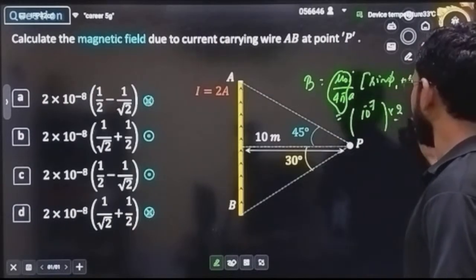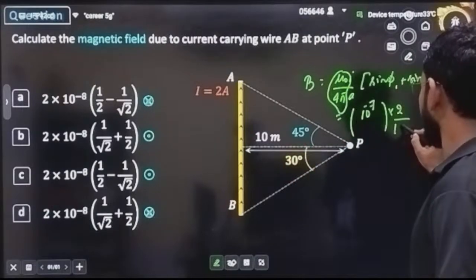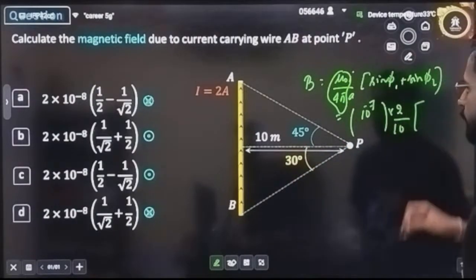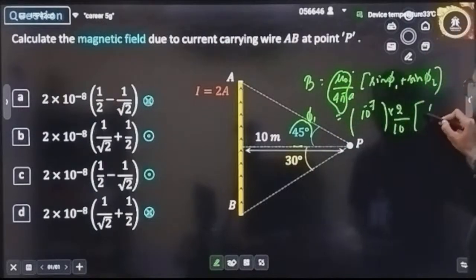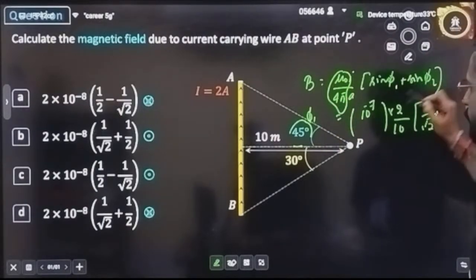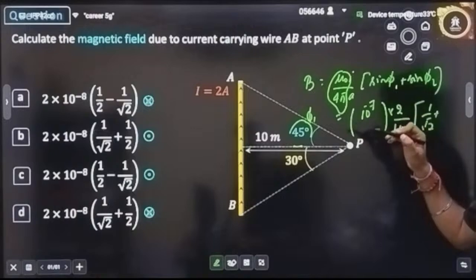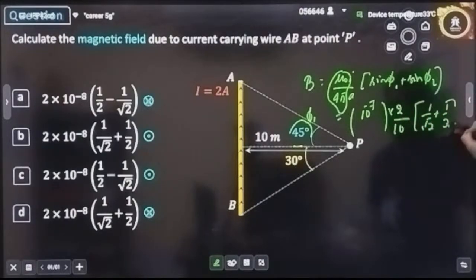How much current is flowing? 2 ampere. Divided by what is the distance? 10. Okay, very standard values are given. Sine of phi 1. Phi 1, how much you will be writing? Phi 1 is equal to 45. That means sine of phi 1 will become 1 by root 2. Plus what is phi 2? Sine of 30 degree. Sine of 30 will be equal to 1 by 2.